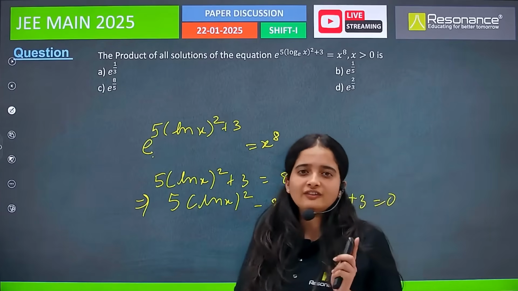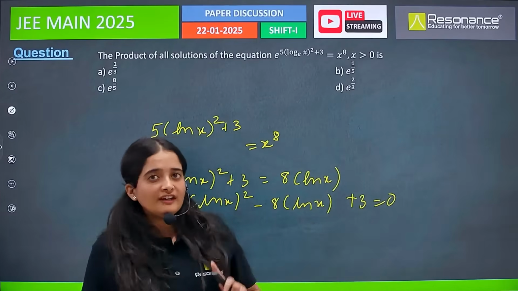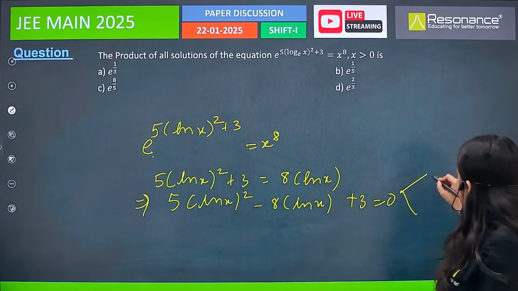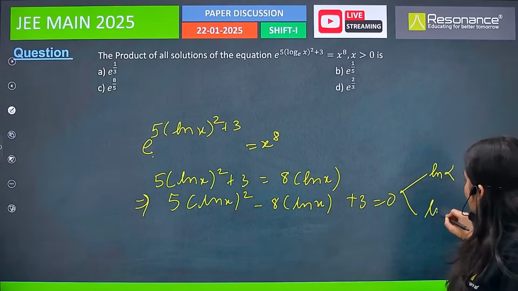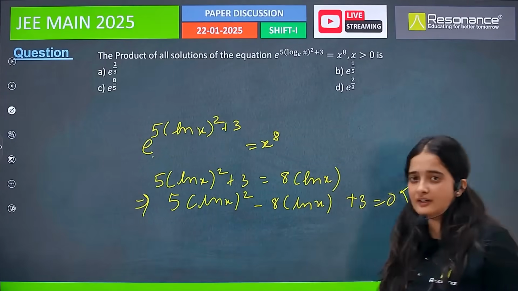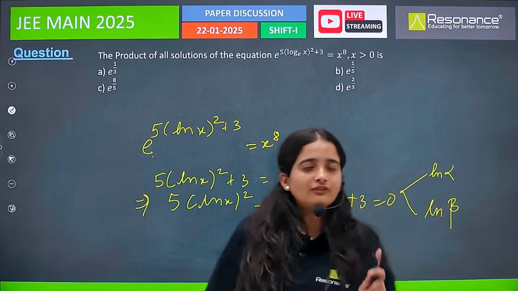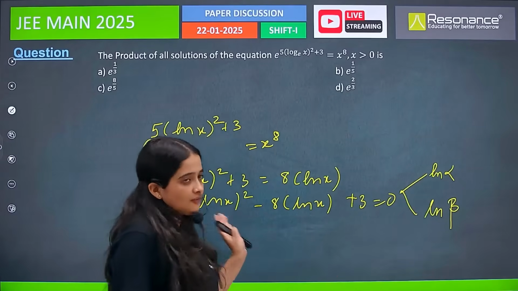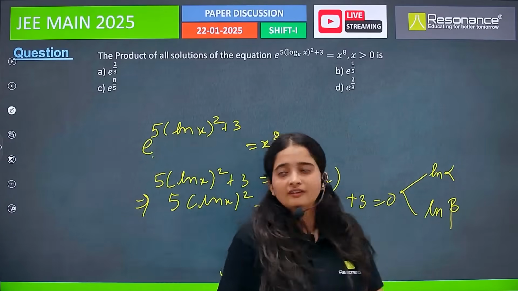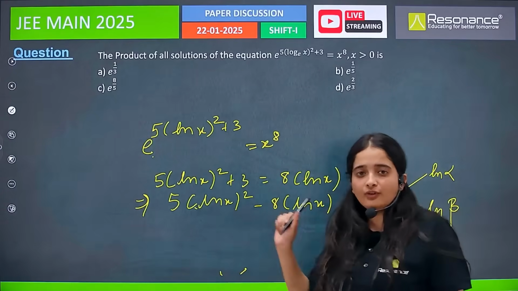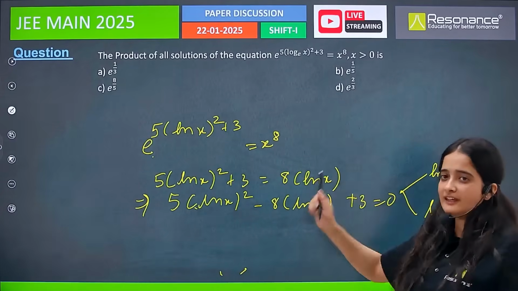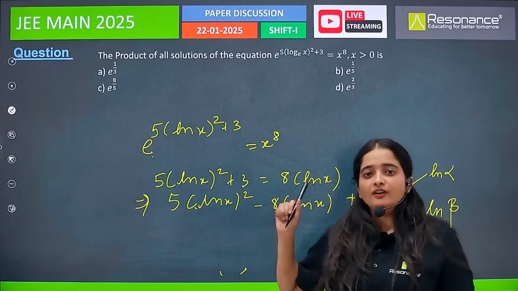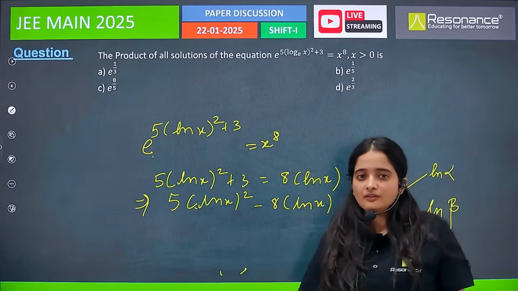Now this is a quadratic equation in terms of ln x. For this quadratic equation, I will get two roots. What will be those two roots? Those two roots will be in the form of ln alpha and ln beta. So in questions like this, if you have to get the product of roots, what will I use? The sum of roots. Whenever you get a quadratic equation in terms of logarithm, to get the product of roots, I will use the sum of roots. Similarly, if this was in terms of exponents, to get the sum of roots, I will use the product of roots.